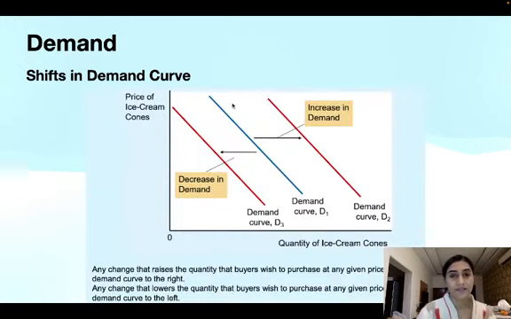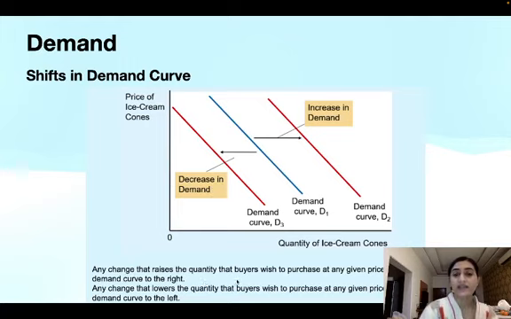So first we have a demand curve D1. When, for multiple reasons which we'll come to, at every price the quantity demanded increases, then it is called an increase in demand, and that causes the shift in demand. That means from the blue line the demand curve goes to D2, which is an increase in demand. Or from D1 the demand can decrease and there can be a leftward shift in the demand curve, which is called a decrease in demand.